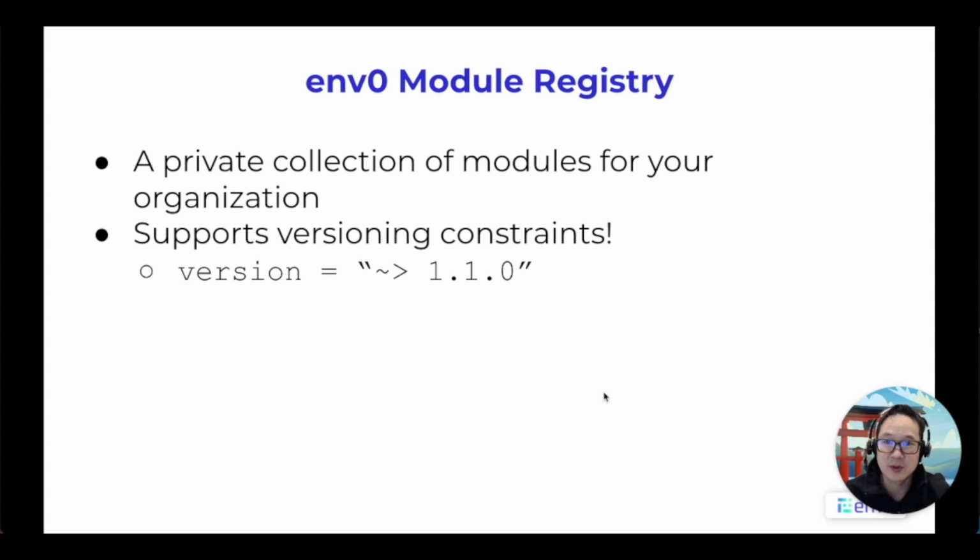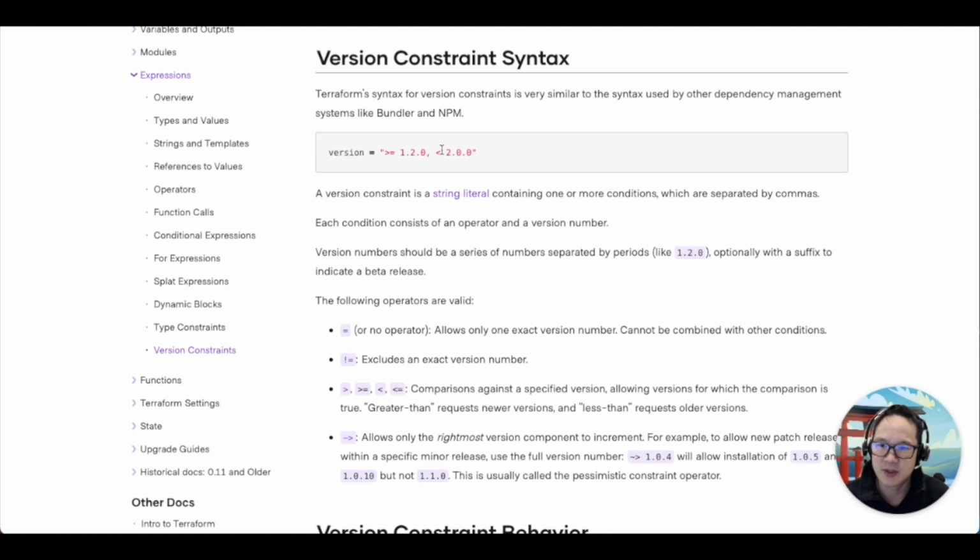Why is it important? Well, you're probably already using modules from Git sources or within your Terraform folders. But the main thing that Module Registry provides is the support for versioning and versioning constraints. You can read more about it in the Terraform docs here.